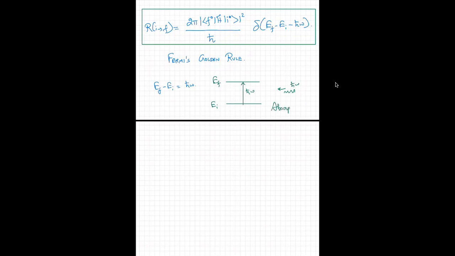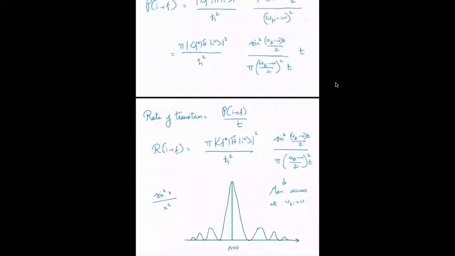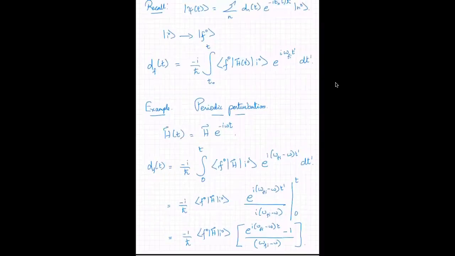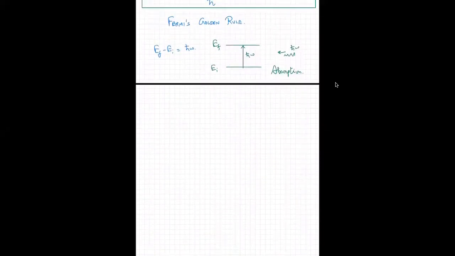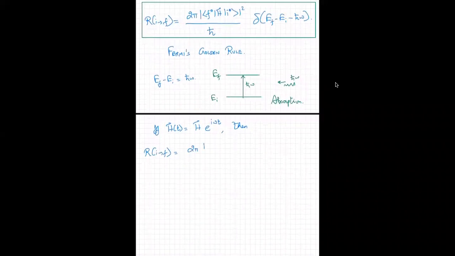So this is absorption. Okay, now I could have done the exact same calculation, and if I had started out, instead of saying e to the minus i omega t, suppose I had started out saying e to the plus i omega t. Then if h tilde of t were h tilde e to the i omega t, then I would have calculated the rate to go from I to f as 2 pi. Everything would have stayed the same, except this delta function would have been EF minus EI plus h bar omega.